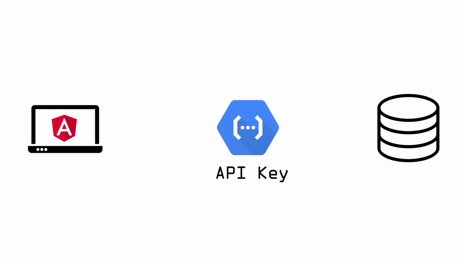The API key gets stored on the back end, so it's never exposed on the Angular front end. You could do the same thing with any backend server, so it doesn't have to be Firebase Cloud Functions. Many APIs require this kind of security, so it's important to know how to do this.